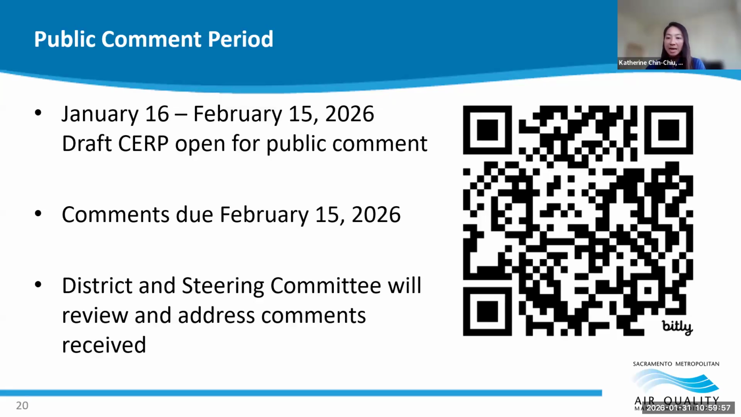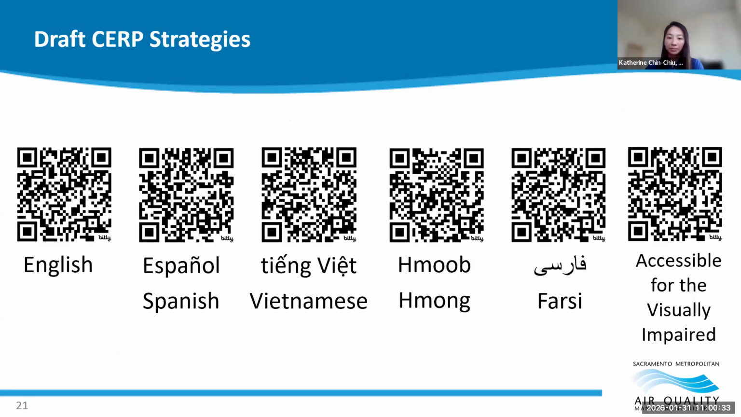We also recognize that this plan is a very technical document with a lot of information, so our team has also worked on different ways to enhance accessibility of the plan. And so also available on this QR code, we created a website called a story map that summarizes the plan. And again, the plan is out for public comment, and we ask that the Air District receive comments by February 15th. Once we get those comments, the district and the steering committee will review and address these comments.